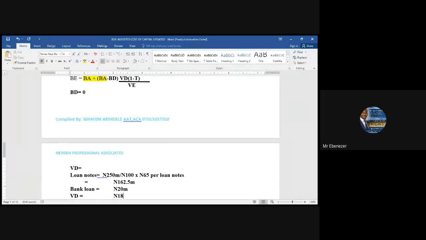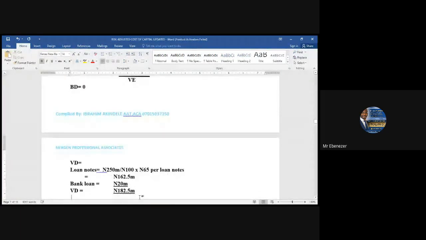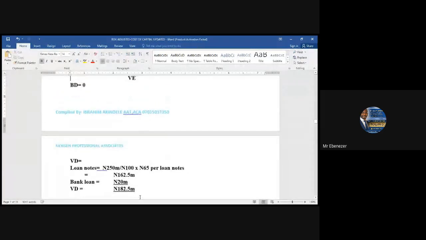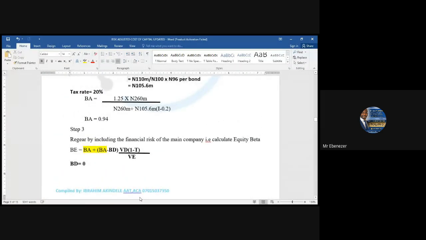182.5 million. So this is the total value of debt. What do we have again? I think we are good now. Please take notes. This is very important. What next?